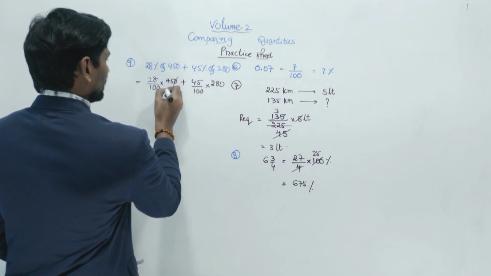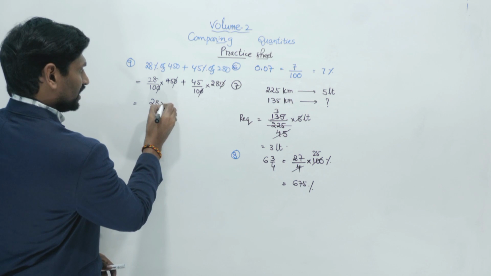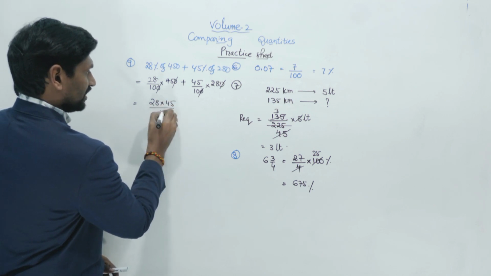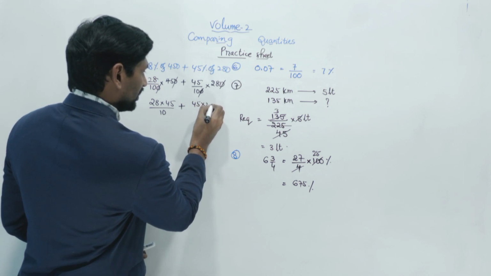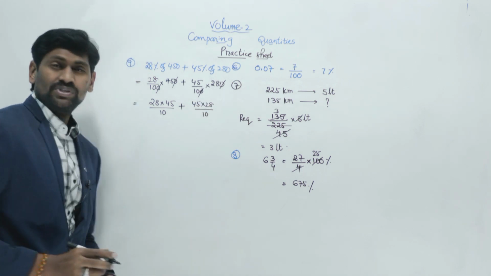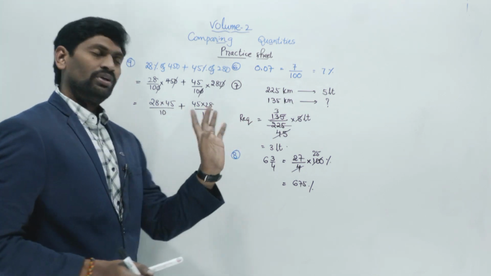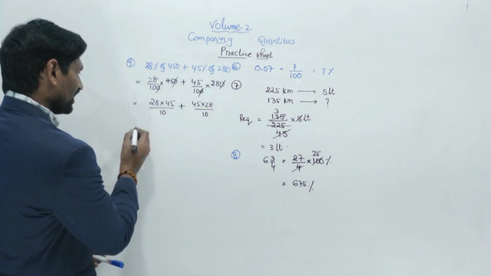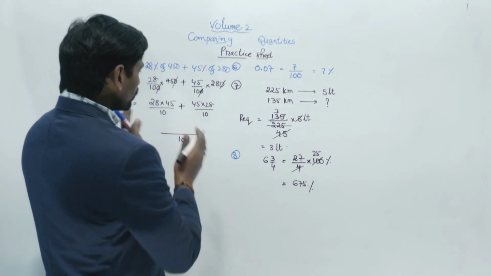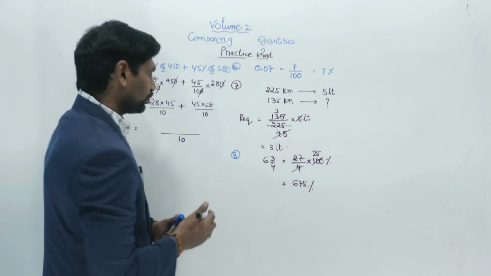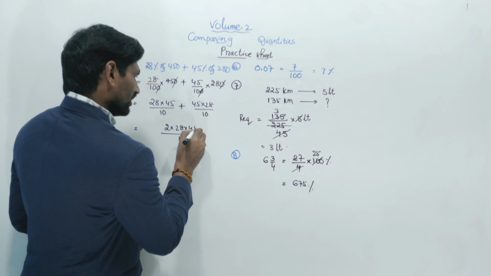So I am just calculating only 1 0. What is remaining here? 28 into 45 by 10, and this one also 45 into 28 by 10. Just observe the numerators. Both numerators are the same and both denominators are the same. So we can keep the denominator as 10, and the numerators we can add: 2 times the same number. A plus A will be 2A. That means 2 into 28 into 45.